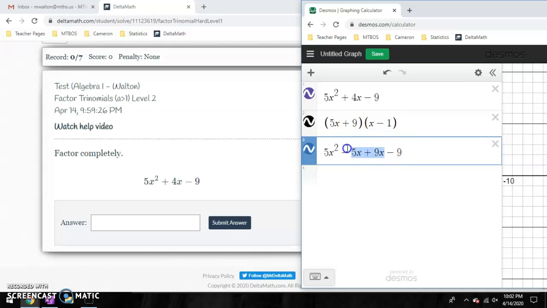And hey-oh, take a look. We have -5x and 9x. That adds up to our 4x. So this is our final factored form.